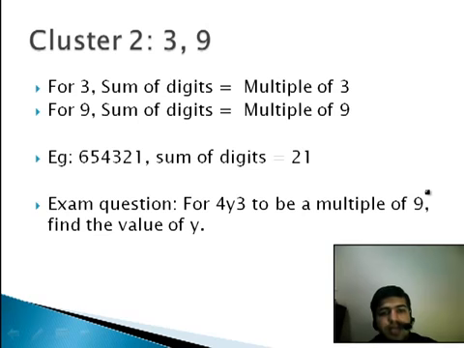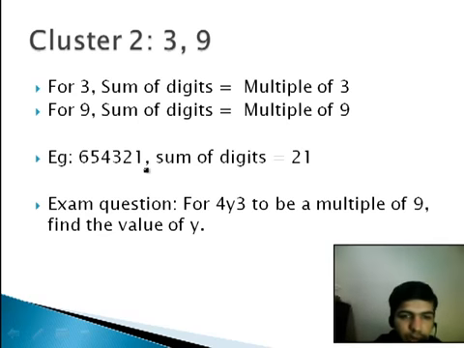The second cluster that comes is 3 and 9. In the divisibility rule of 3, we have a very big number. Like here we have considered 654321, which is a very huge number. If we want to check whether this number is divisible by 3, rather than individually dividing it by 3, we have a rule.